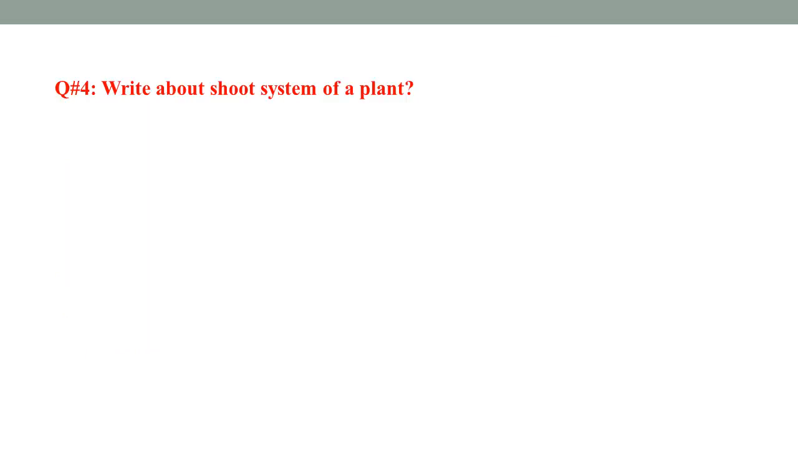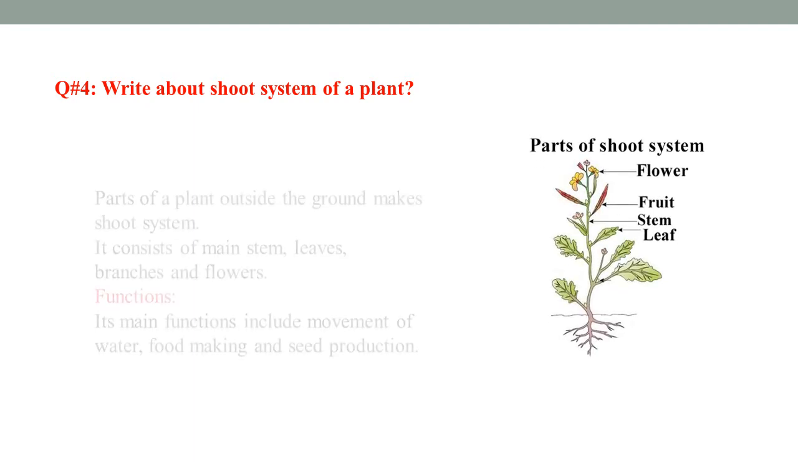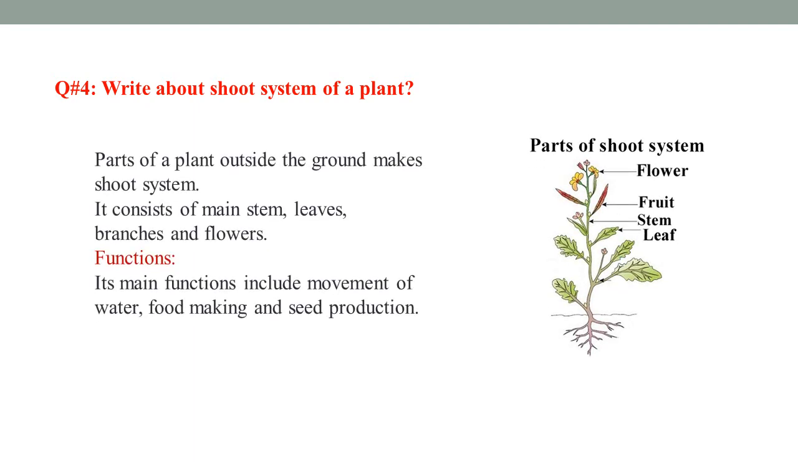Well, our next question is write about the shoot system of a plant. Here we have the diagram of the shoot system of a plant. Students, you can see from the diagram that parts of a plant that are outside the ground make the shoot system, and they consist of flower, fruit, stem and leaves. Students, the main functions of a shoot system include the movement of water, making food, as well as seed production.